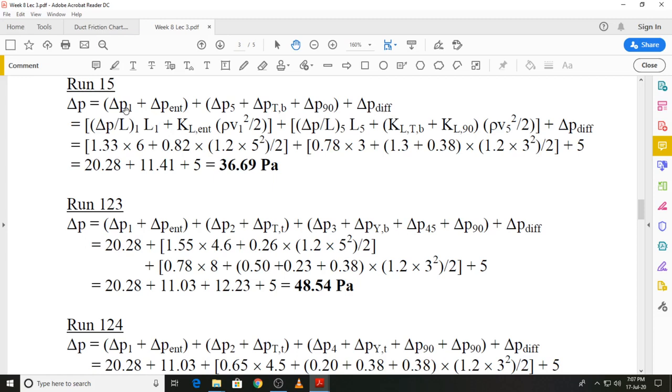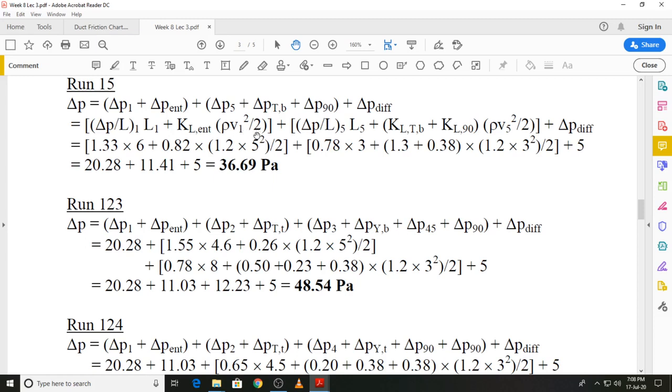Then the pressure drop can be calculated knowing the pressure drop per unit length, that is the frictional pressure drop delta P by L. For segment 1 it was 1.33. We know the length for segment 1, which is 6 meters. First we have written down the algebraic equation, then in the next step you will see we have substituted those values. KL for entrance into half rho v square, and in half rho v square the velocity v will be v1.